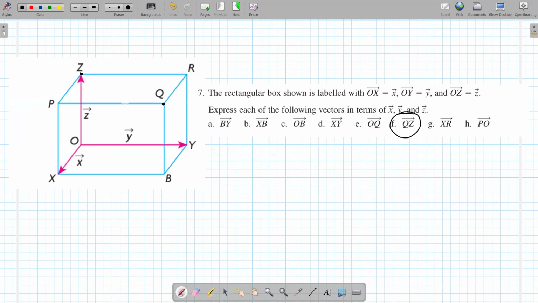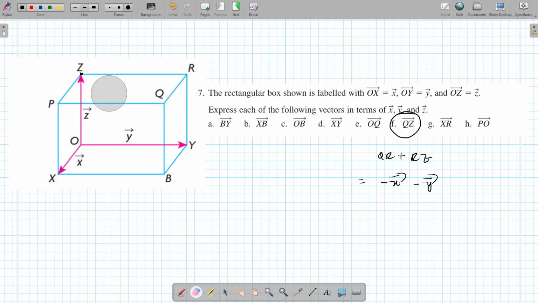There are multiple ways. You can go this way. So QR plus RZ. QR is negative X. Do you agree with that? QR is negative X because X is going this way. So negative X. RZ is negative Y. There we go. That's the answer to QZ.